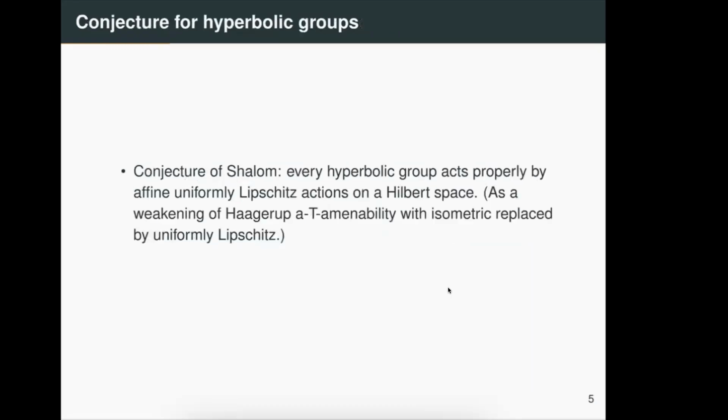In this regard, there's a very interesting conjecture of Shalom, which is still wide open. He conjectures that if you take a hyperbolic group, it might have Kazhdan's property T, but it is somewhat fragile: if you relax isometric to uniformly Lipschitz, then you will be able to find proper orbits. So you will have this Haagerup property, or a-T-menability, if you relax isometry to uniformly bounded representations. And this conjecture is wide open.